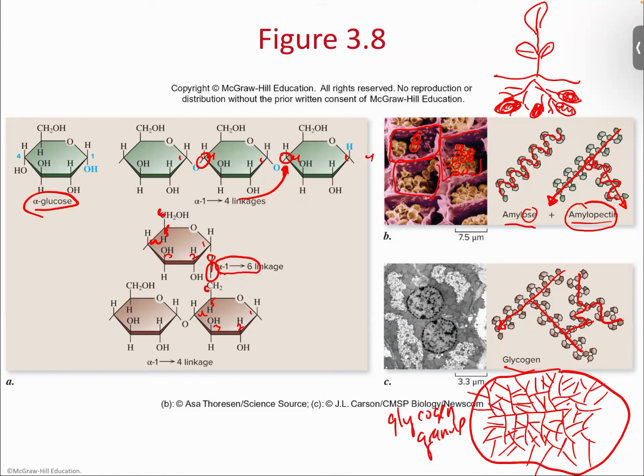It's highly branched, and it doesn't really have a root main chain. And that's what you're seeing in this micrograph. So these little black dots are actual glycogen granules. I believe this is an image of liver cells. So you tend to store these granules in your liver and your skeletal muscle.